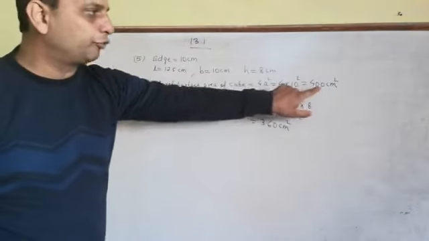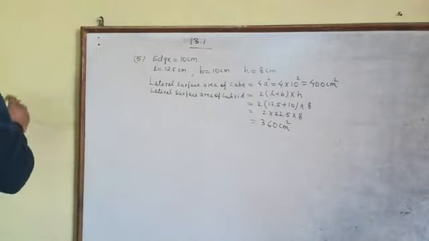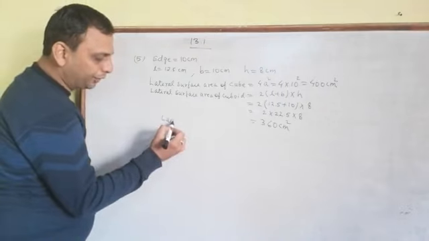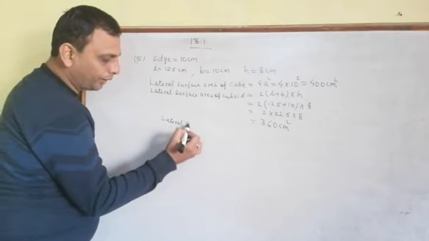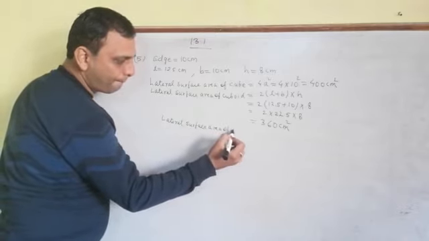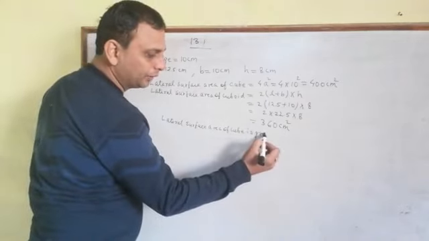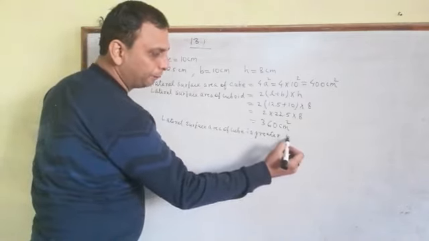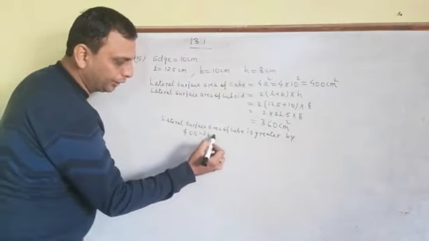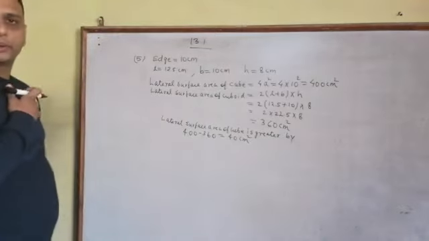Now the cube lateral surface area is 400 and the cuboid is 360. Which is the greater? Obviously the cube is greater. And how much is it greater? 40 centimeter square is greater. We write lateral surface area of cube is greater by how much? We'll write 400 minus 360 equal to 40 centimeter square. 40 centimeter square is greater.